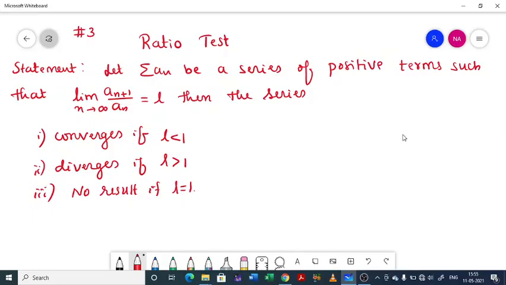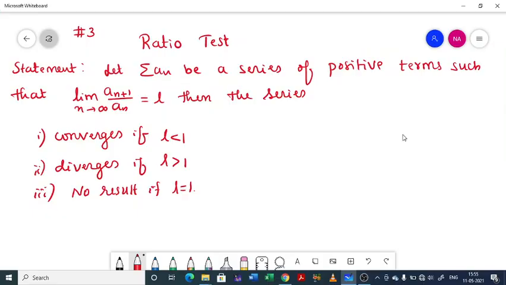In the previous classes, we have discussed what you mean by an infinite series, starting with the sequence. Then, in the next class, we discussed the comparison test, which helps us to determine the nature of the given infinite series, whether it is convergent or divergent.